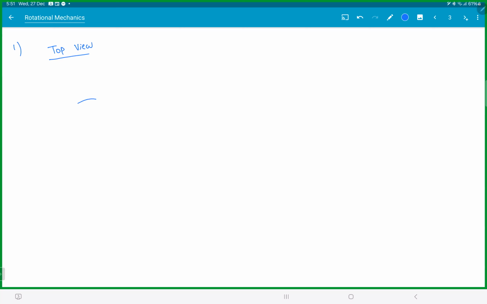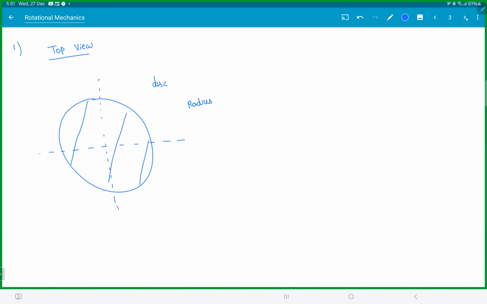Top view. We have a disk. The radius is r. So we have a point B here. B is going upward. VB is 2 meter per second J cap. This is point A. The velocity of A is pointed towards B. This O is the center. I'll just call it C.